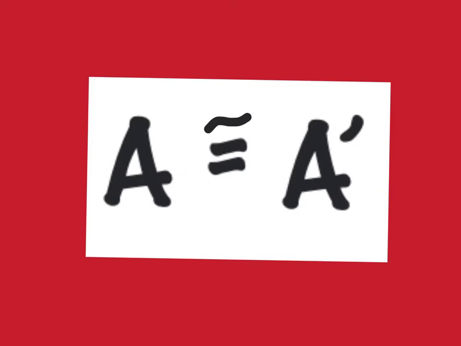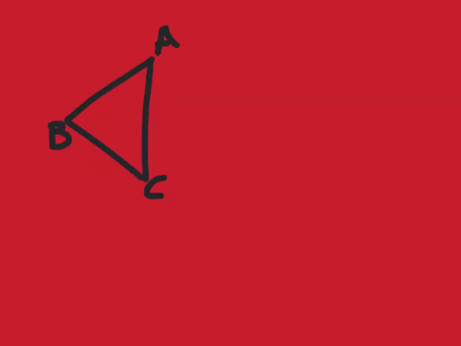So this example right here is stating that A is congruent to A prime. This symbol right here is showing congruency, and this symbol right here is showing that this right here is an image of this right here. So the triangle shown above, we will name triangle ABC.